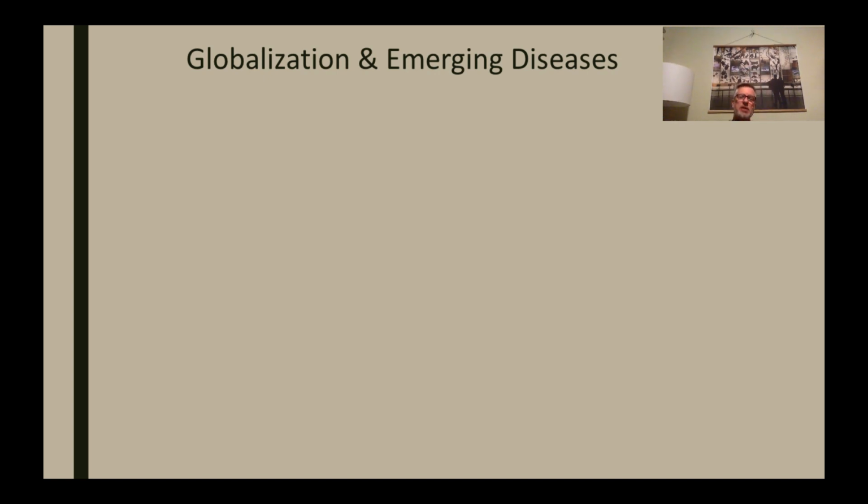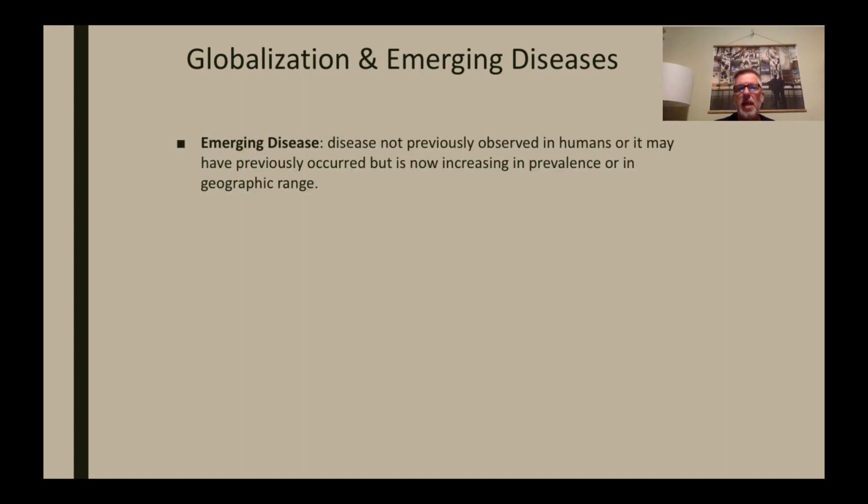One area that I'm not going to spend any time on, but I thought I should mention, is this idea of emerging diseases and how they're related to globalization, which of course is related to the whole commercialization of the globe, where economies are now interlinked. So, emerging diseases are diseases that have not previously been observed in humans, or it may have previously occurred but is now increasing in prevalence or in geographic range. And let me just give you a few examples of those.